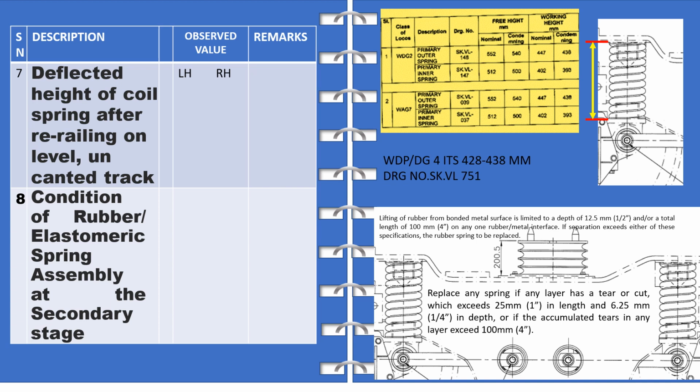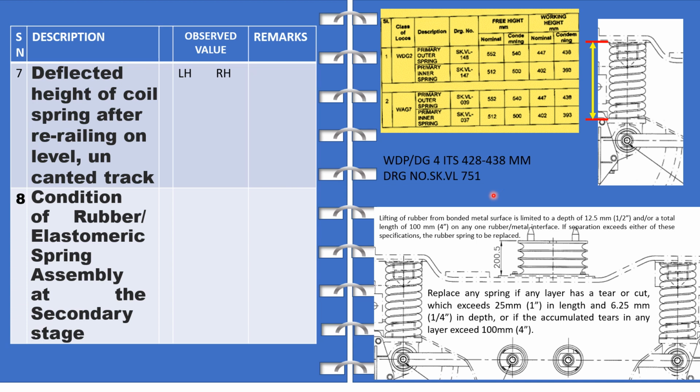Deflected height of coil springs after re-railing is to be taken on level and uncanted track. So this is normally taken at site as well, or we can take it in the loco shed. This is the deflected height when the loco is normally stabled anywhere on a level track. This table shows the working height. Working height is the height at which the engine is normally running.